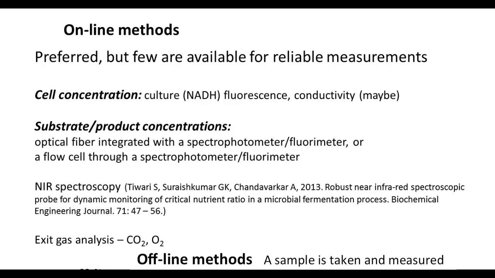Also, the gas that comes out of the bioreactor: we provide air for most aerobic bioreactor systems. The exit gas, which consists of CO2 and O2, and of course nitrogen and so on, can also be measured to provide some input into what is happening in the bioreactor. So, those are the available online methods. A few are available, but offline methods are the most used, although there are difficulties with offline, such as the one that we talked about just now.